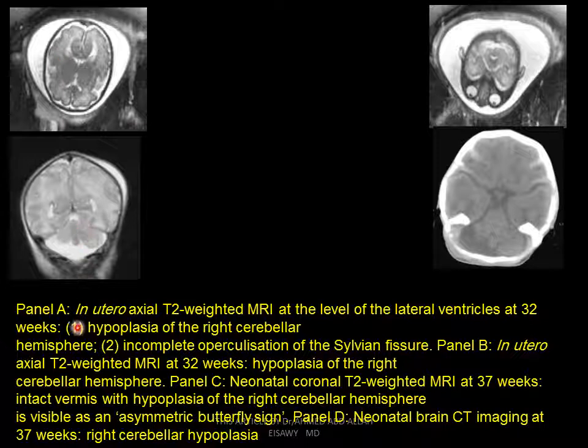In this panel we see axial T2 images. We see hypoplasia of the right cerebellar hemisphere, and in panel C, coronal T2 at 37 weeks, intact vermis with hypoplasia of the right cerebellar hemisphere. It is visible as an asymmetric butterfly sign. And these are the neonatal CT findings showing right cerebellar hypoplasia.